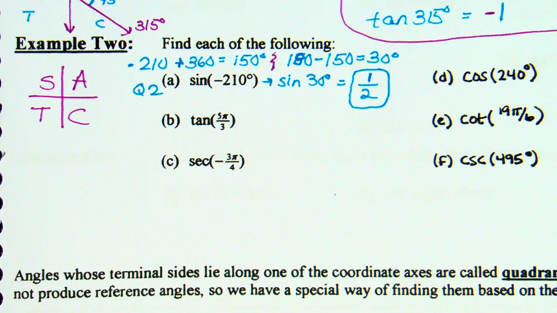Let's try B then. Tangent of 5 pi over 3. Now, I know a lot of you have probably already looked at your unit circle, and that's fine. Long term though, can you figure out what quadrant 5 pi over 3 is without looking at your unit circle, and without going to degrees? Sorry, I'm going to be real picky here, I guess.